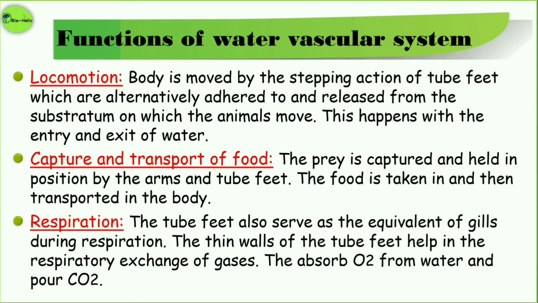So the first function is locomotion. The body of echinoderms is moved by the stepping action of the tube feet, which alternately adhere to and are released from the substratum on which the animals move. And this happens when the water enters and exits. The next function is capture and transport of food. So the prey is captured and held in position by the arms and tube feet. Then the food is taken in and transported in their body.